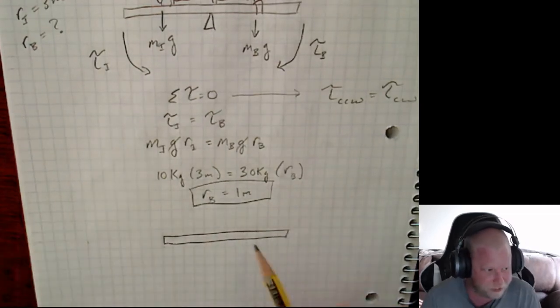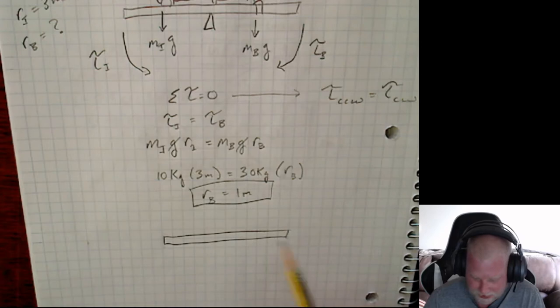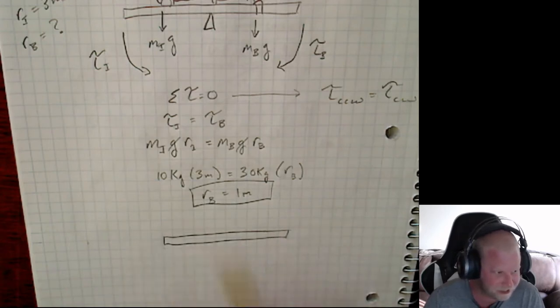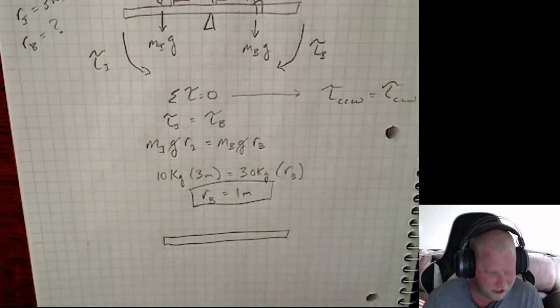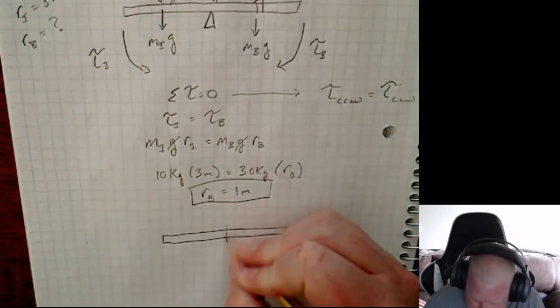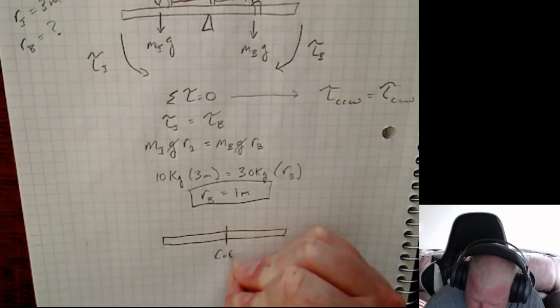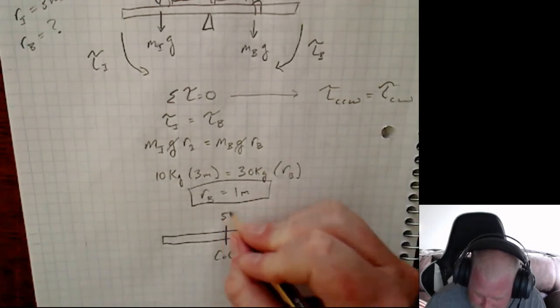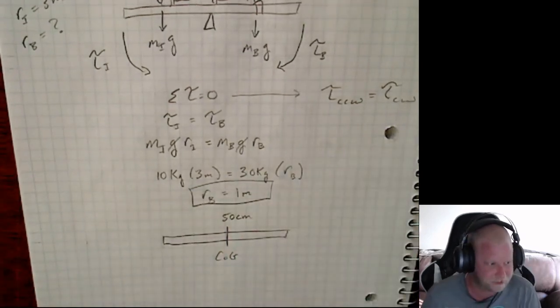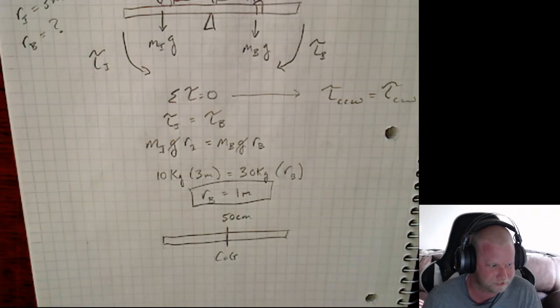If it's uniform, that means that all of its weight is going to be distributed equally throughout. So, if we want to know what the center of gravity of that meter stick is, well, the center of gravity, so we'll say COG, is going to be at the 50 centimeter mark of that meter stick.